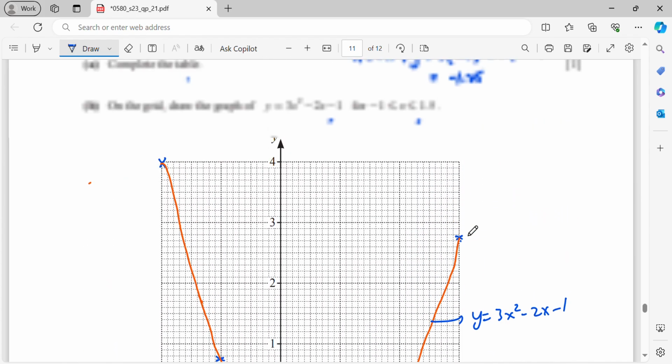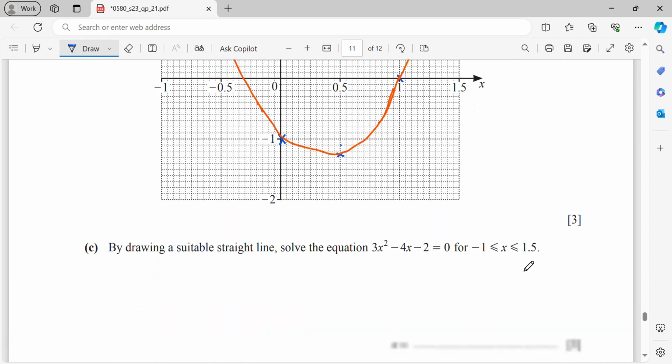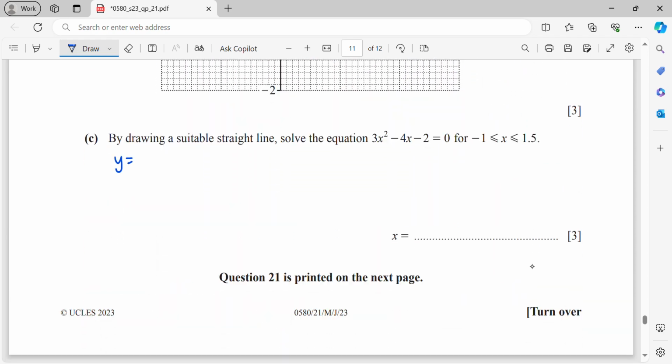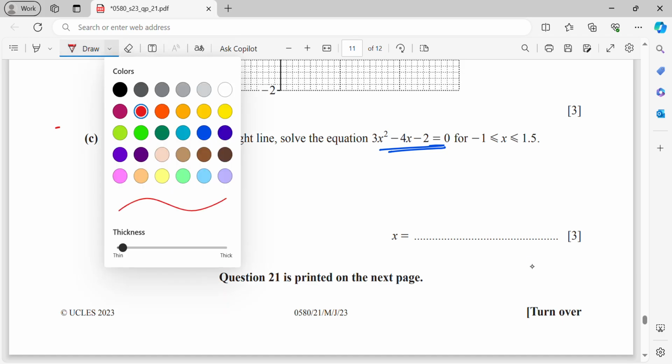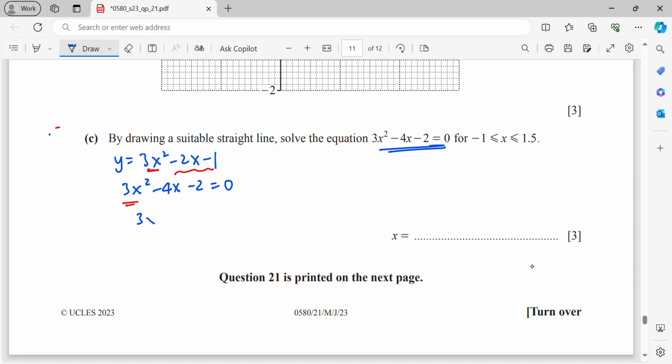Just now I have sketched y equals 3x squared minus 2x minus 1. Then now I will copy this: 3x squared minus 4x minus 2 equals 0. I will get the 3x squared as a subject first. Later I will just add 2x plus 1 to both sides, which means I will be getting 3x squared equals 4x plus 2.